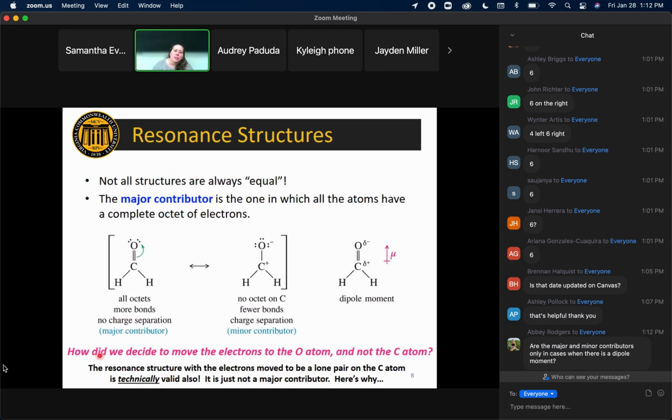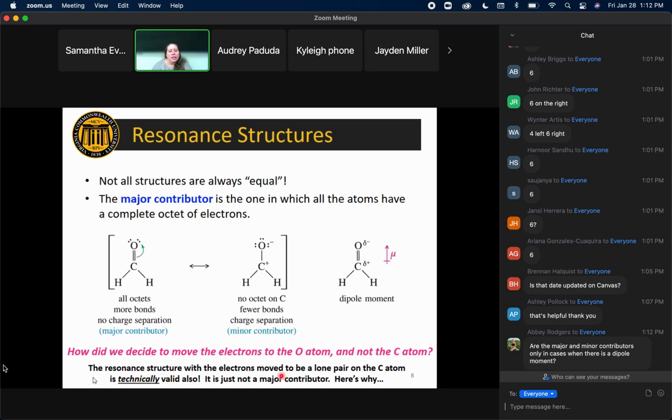Okay. Someone in the chat has asked, are the major and minor contributors only in cases where there's a dipole moment? No, we're going to go through different rules where you can see for major and minor contributors. So just hang on to that question. I think it'll be answered over the next couple of slides.